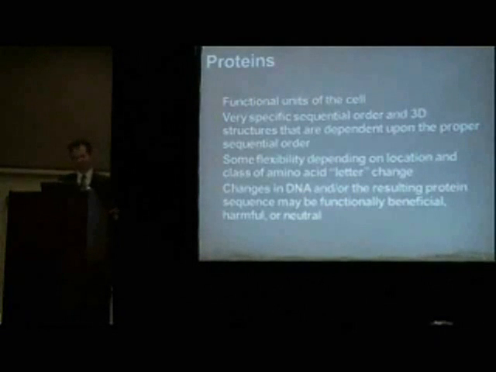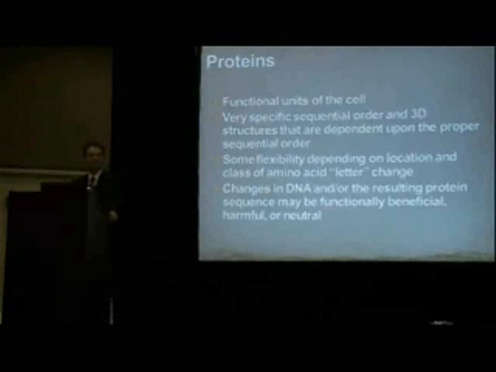Isn't evolution wonderful? And that's the simple version. Very, very simple version. It's much more complicated than that.